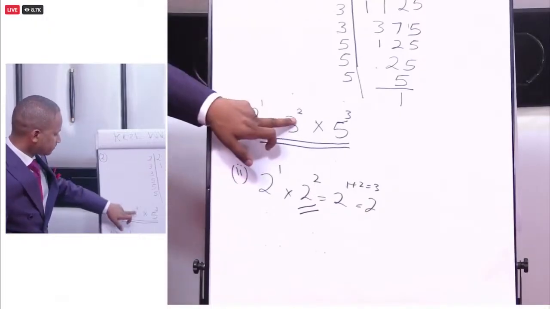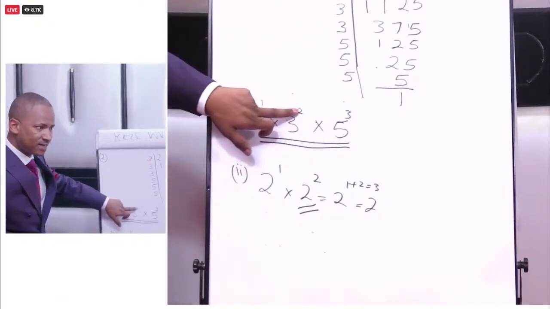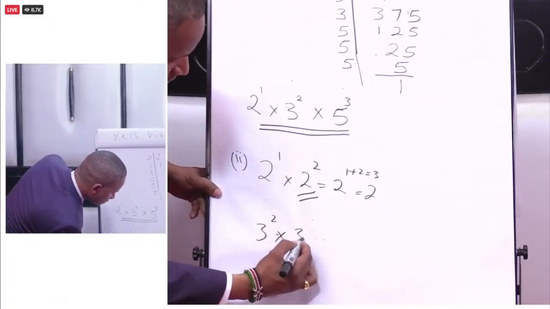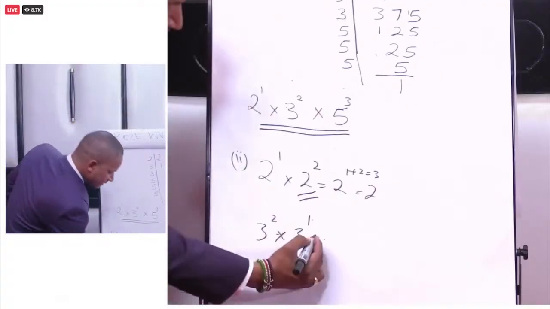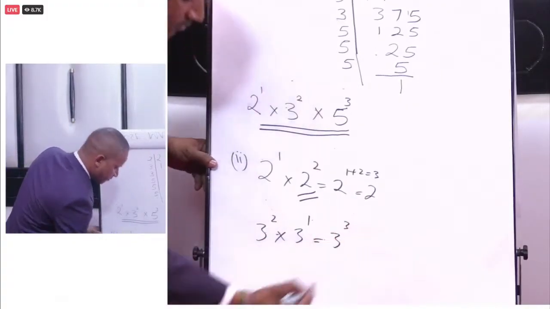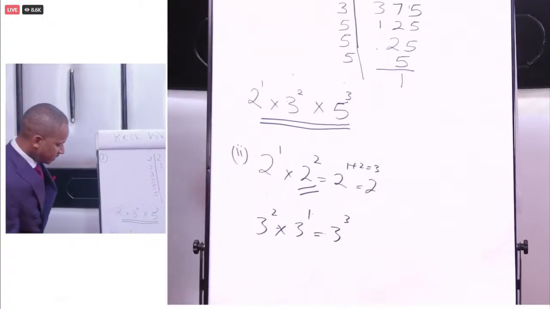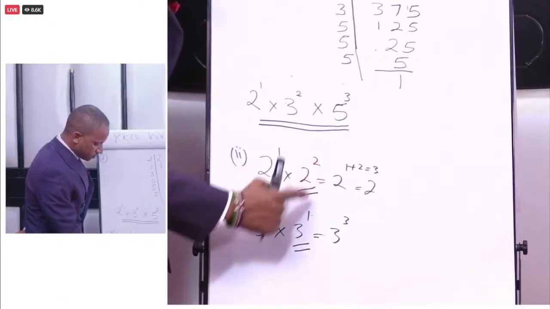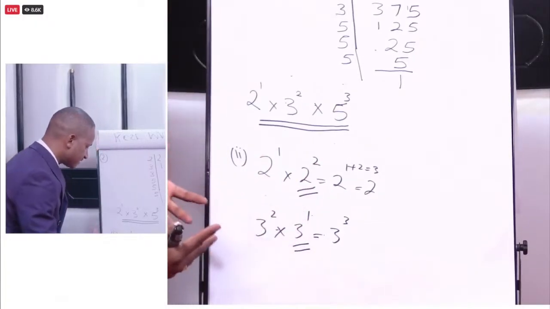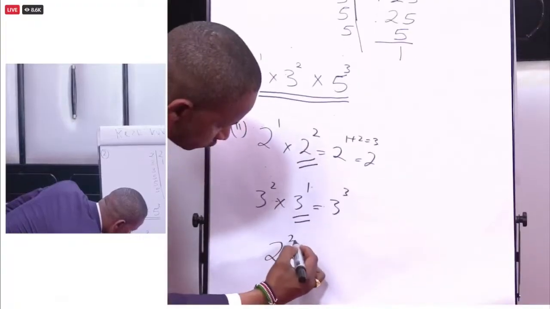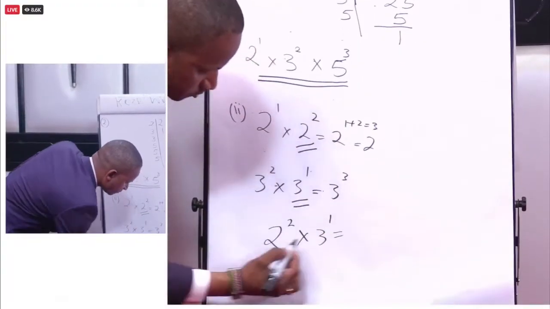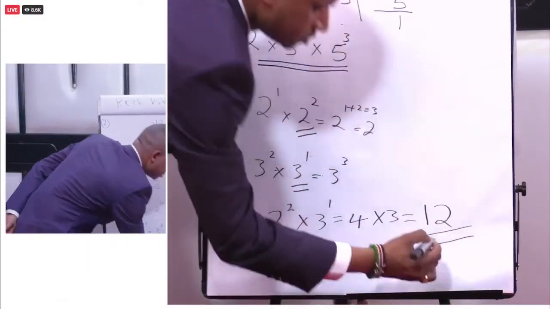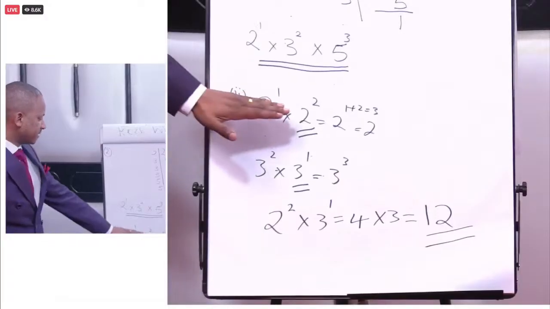Then you come to 3. For 3 also, the power is not divisible by 3. So you make the power divisible by 3. So 3 raised to power 2, you introduce 3 raised to power 1 so that it is divisible by 3. So this gives you 3 raised to power 3, which is divisible by 3. So what we've introduced is 2 raised to power 2 and 3 raised to power 1. Those are the factors that you multiply. So you multiply 2 raised to power 2 times 3 raised to power 1. 2 raised to power 2 is 4, times 3 raised to power 1 is 3. So the answer is 12. I hope that is very clear.